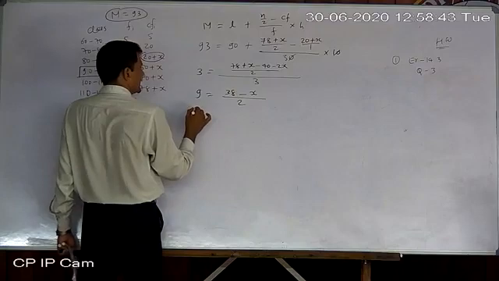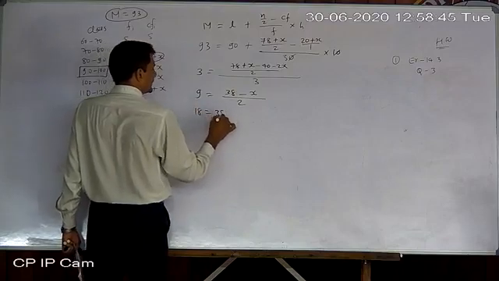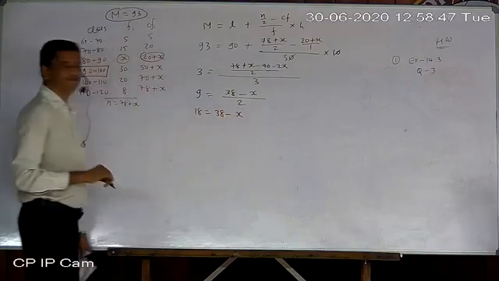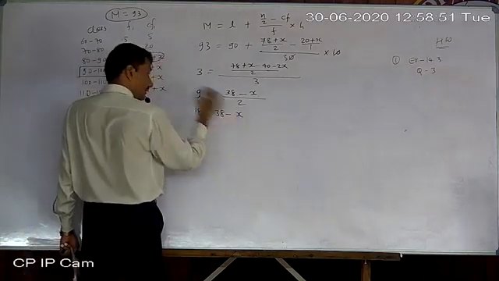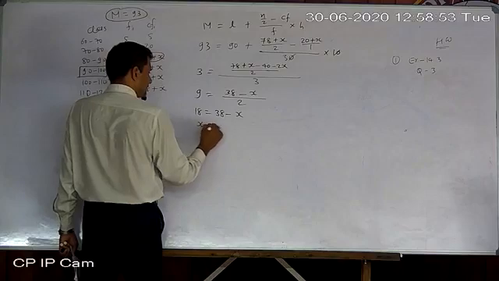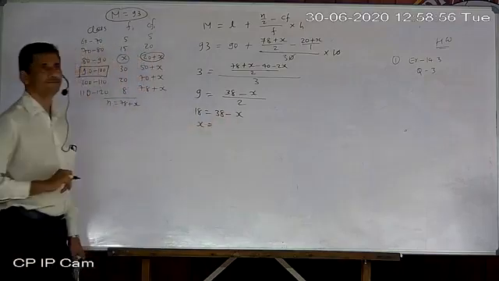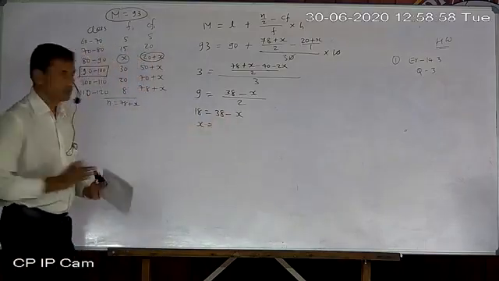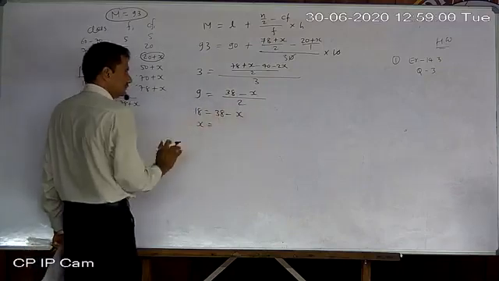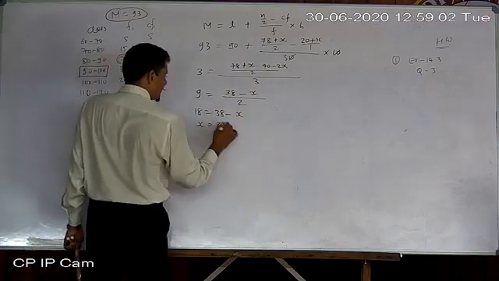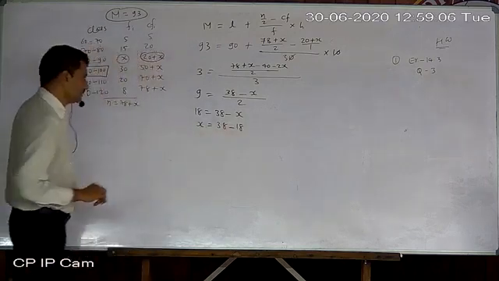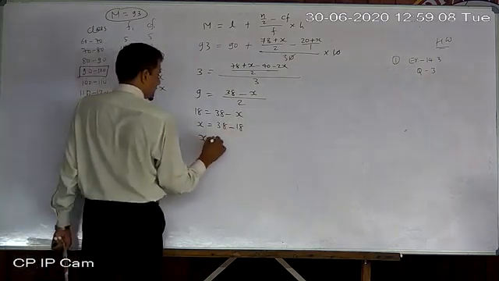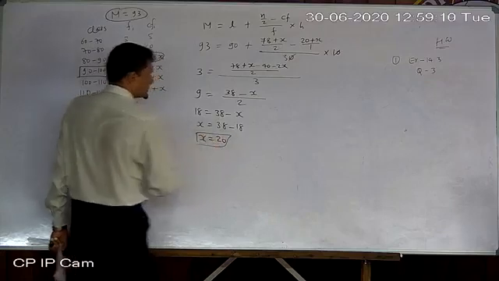So 9 twos are 18, equal to 38 minus x. So now just like the previous sum, shift x here so that it becomes positive. It is not compulsory. You can keep it on the right side also. Now 38 shift to 18 here only, so it becomes negative. So x is 20. So that is our answer.